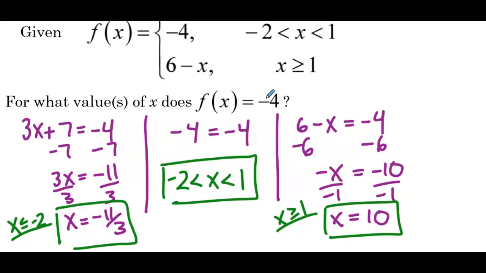So for what value or values of x does f of x equal -4? Well, we have a lot of them. X equals -11 over 3, any x value between -2 and 1, and x equals 10. And again, we can check each of these. The middle part is a little bit tough to check. There's an infinite number of x values between -2 and 1, but you can try -1 and 0 at least to see if that makes sense, to check and see that you output -4.